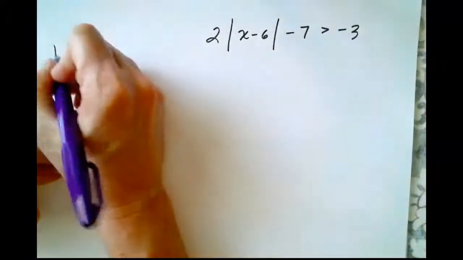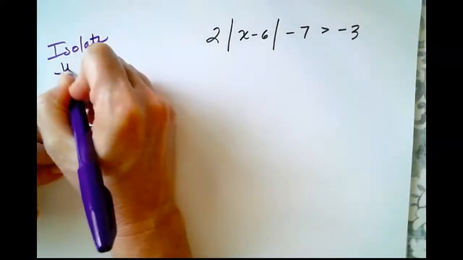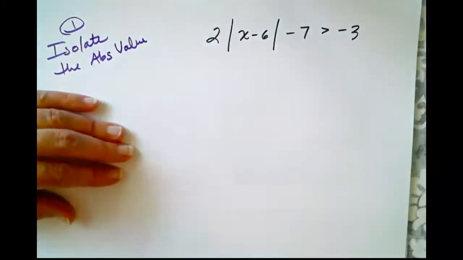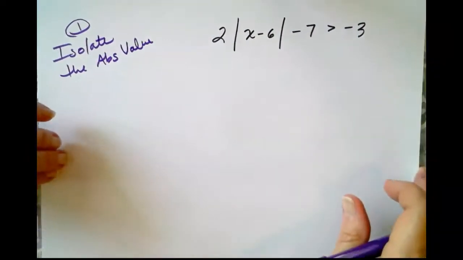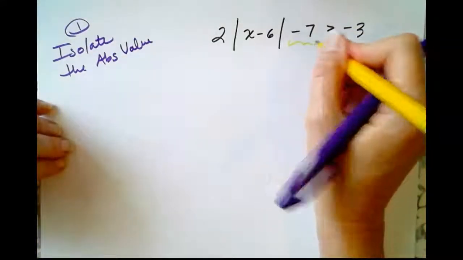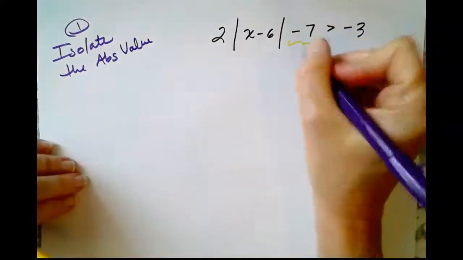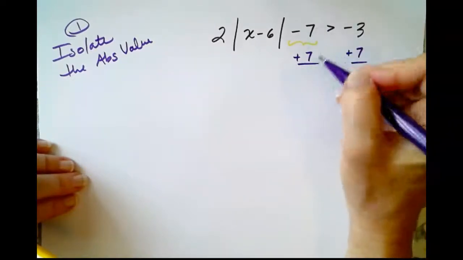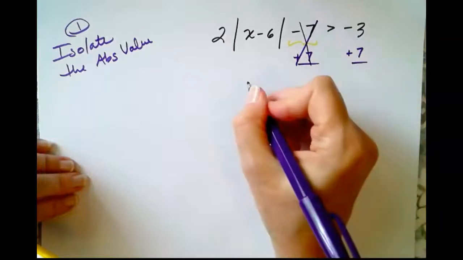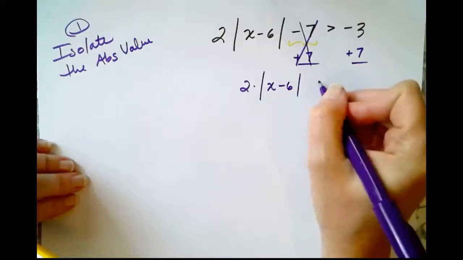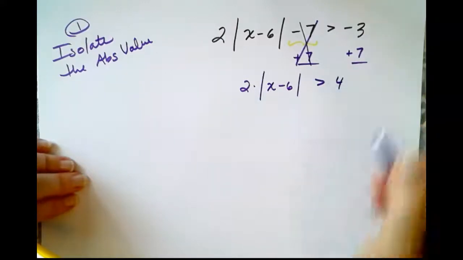Step 1, isolate the absolute value. That's what we're doing for step 1. This time it's going to take 2 steps because there are 2 things that have been done. We need to go in a reverse order of operations. So the first thing we will undo is the -7. So we will add 7 to both sides because negative 7 and positive 7 are inverses. So now we have 2 times the absolute value of x minus 6 is greater than 4.